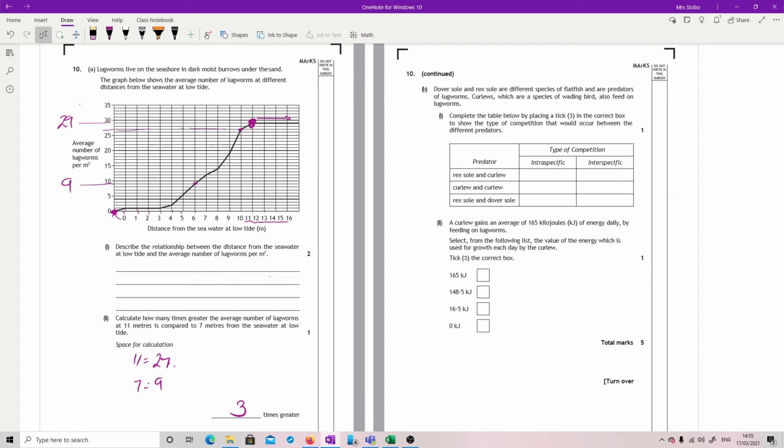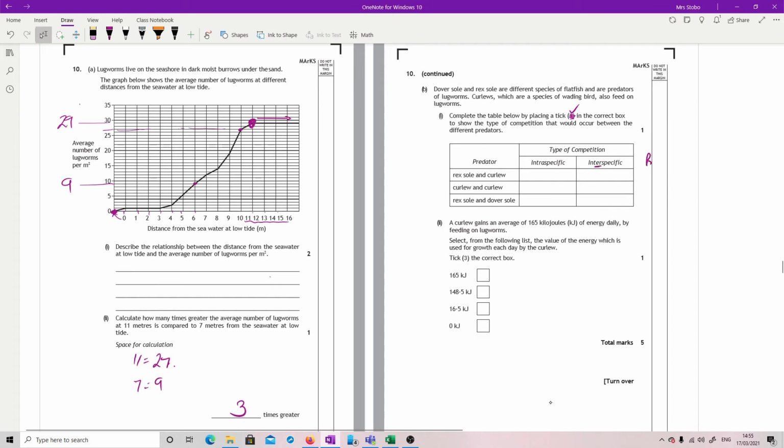Dover sole and wreck sole are different species of flatfish and are predators of lugworms. Curlews, which are a species of wading bird, also feed on lugworms. Complete the table below by placing a tick in the correct box to show the type of competition that would occur between different predators. Okay, so you can't do this unless you're absolutely clear on these definitions.